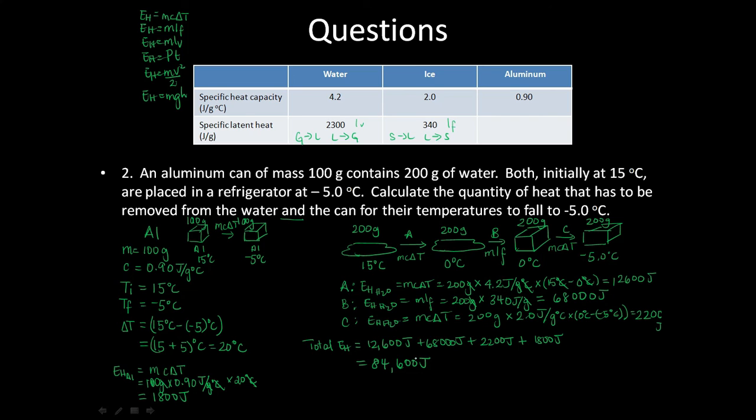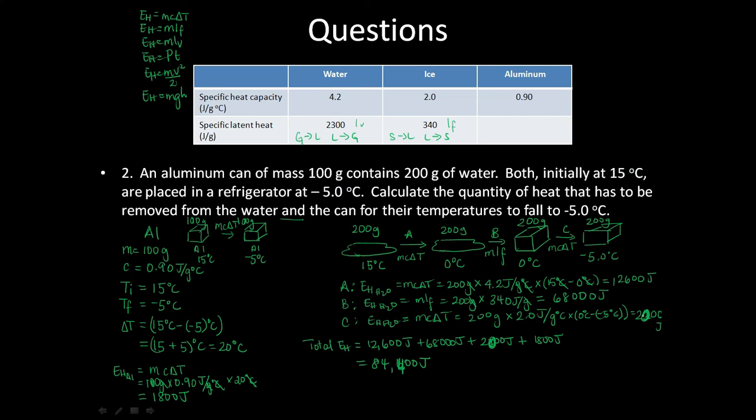200 times 2 times 5. What did I do? Oh, I made a mistake. So it's 200 times 2 times 5. That would give us 2,000. My bad. Sometimes you make these mistakes. Alright, so I'm going to change this 2,200 to 2,000 right here. Subtract that. So it's 84,400 joules. So I hope we all got this. So yes, I made a mistake.